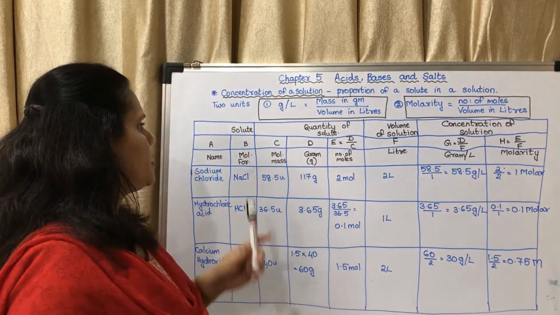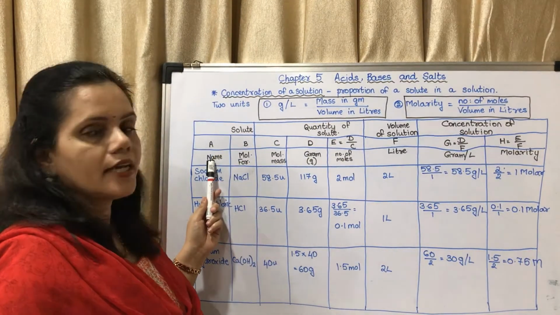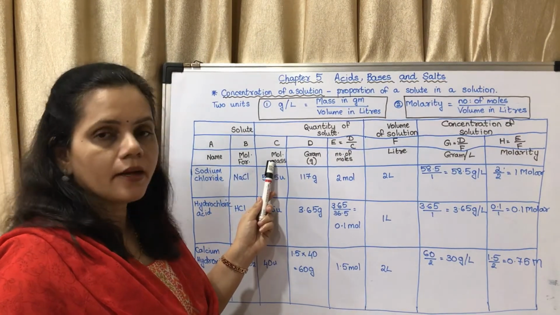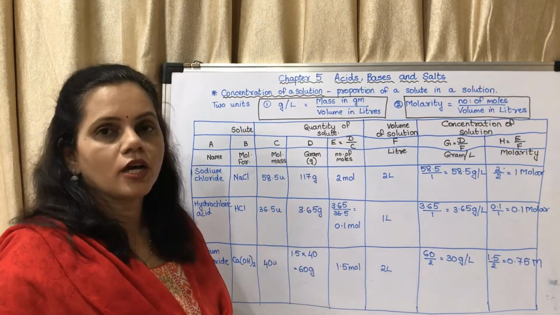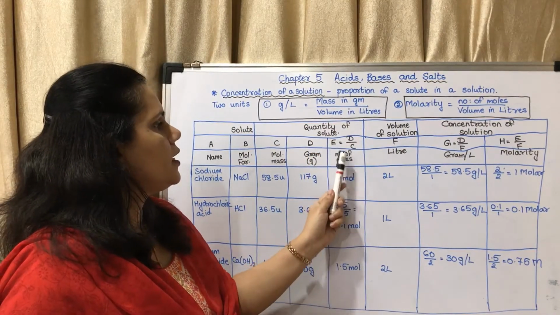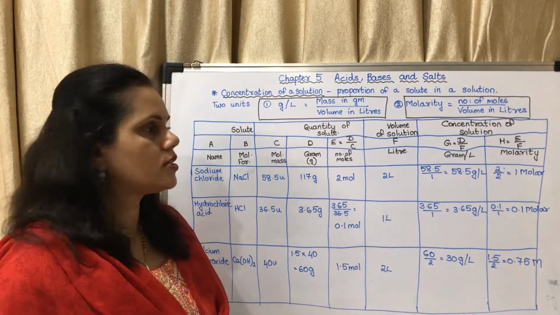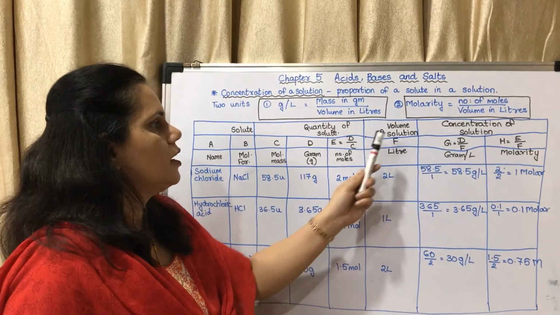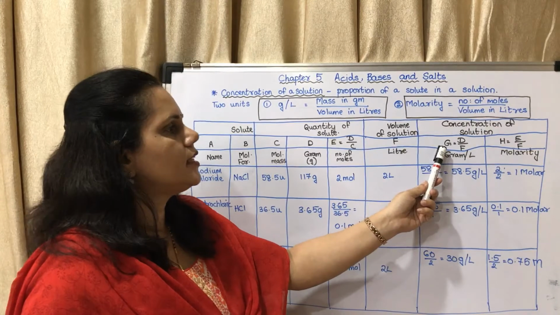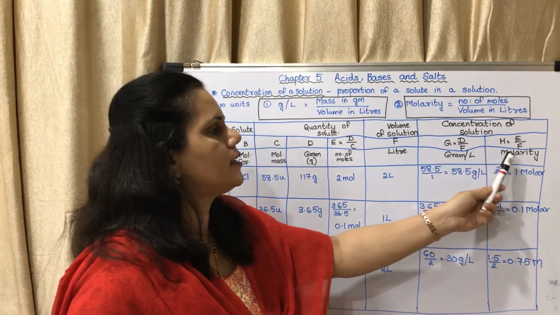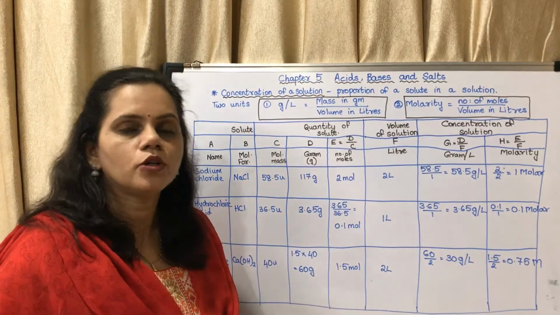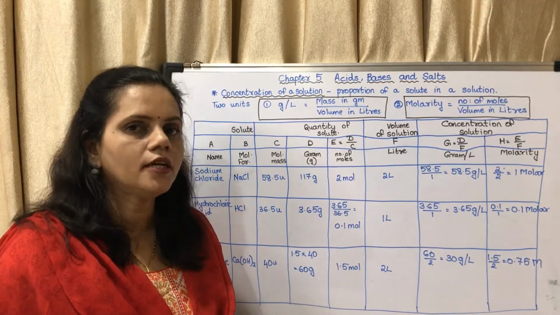Now what all has been given? They have given the solute, name of the solute, molecular formula, molecular mass, that is grams. How many grams? That is the mass in grams. E, that is number of moles. Okay, number of moles. Volume of the solution in liters. Okay. G, you have to calculate gram per liter, and molarity. You have to calculate the value in both the units.